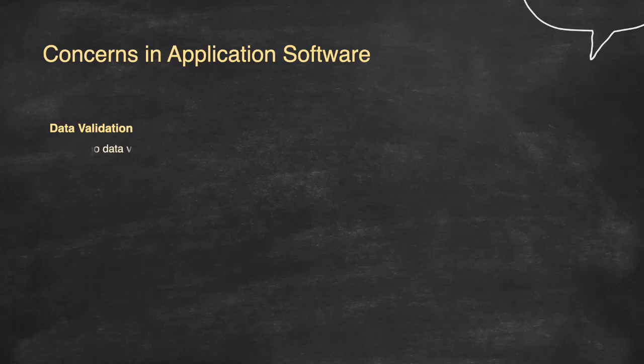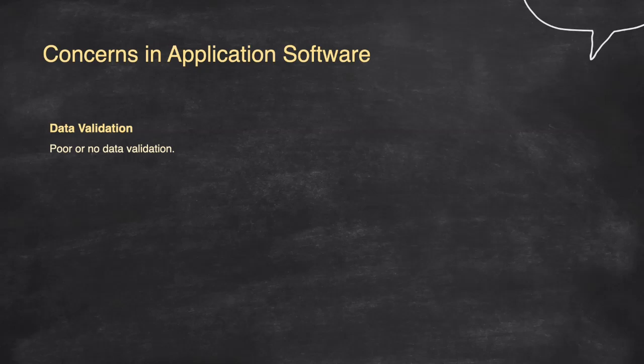First is data validation. Friends, one of the most critical issues in application software is ensuring that input data is properly validated. Without proper validation, incorrect or malicious data can be entered, potentially leading to security breaches or crashes. Just take an example: an app might allow a user to input numbers where only text should be allowed, causing unexpected errors.